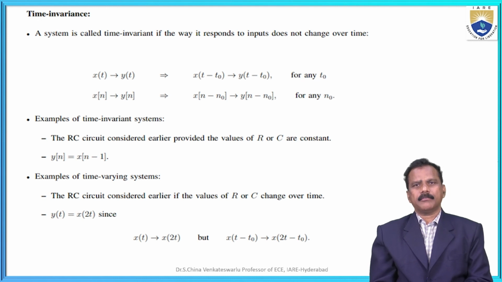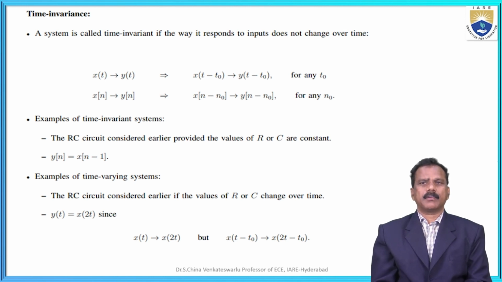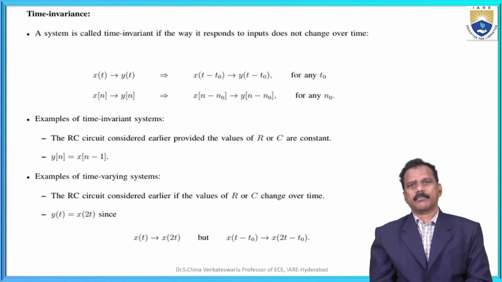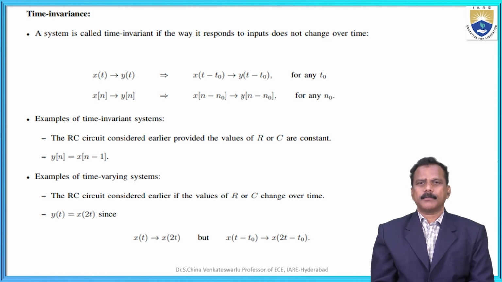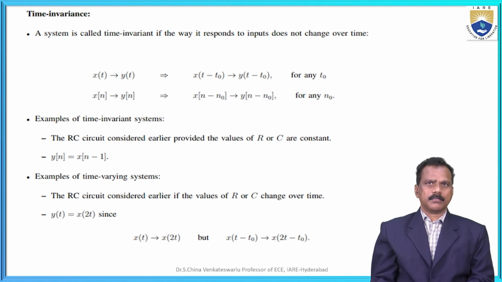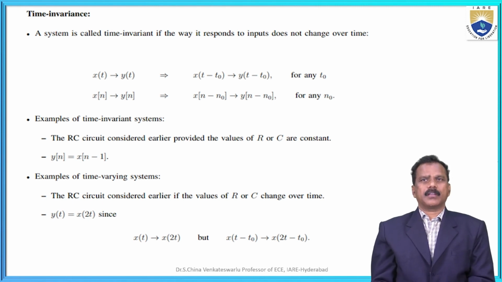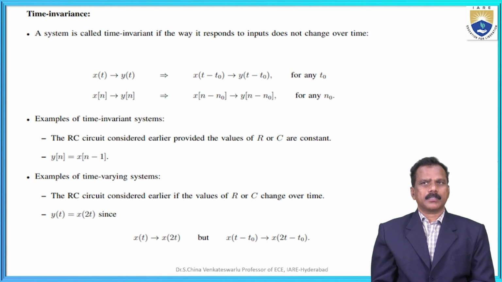An example of a time varying system is the RC circuit, resistor capacitor circuit, considered earlier. If the resistor value or capacitor value changes over time, it is followed by y of t equal to x of 2t, since x of t goes to x of 2t, but x of t minus t naught goes to x of 2t minus t naught. So the system is called time invariant if the way it responds to input does not change over time.